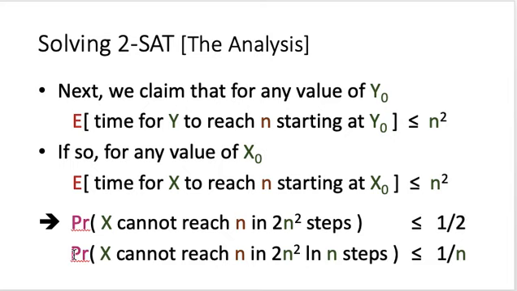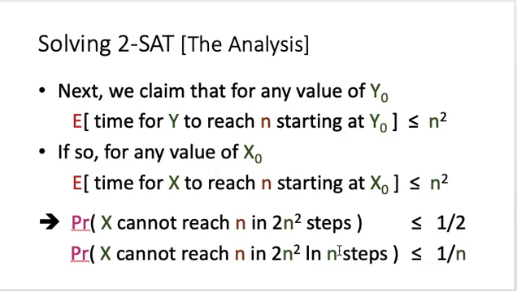And now, if we go further, so this time, if we are given 2n squared multiplied by log n steps, then the chance that we cannot reach n will be less than or equal to 1 over n. How can we suddenly do something like this? It is because when we are given 2n squared times log n steps, we can partition them into log n groups of 2n squared steps.